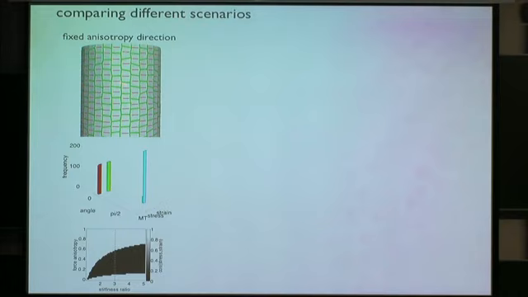Are you discretizing the material property? Pardon? Are you discretizing the material property? Each cell has its own material property. Okay. You can have different material properties in different cells.